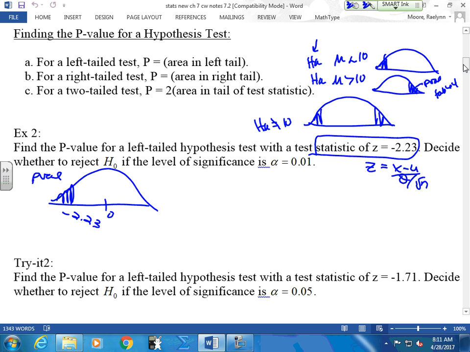Table 4. Thank you. So let's go look at table 4. Where could it be here? Look up table 4. Look up negative 2.23. It's in the back of your book. I think it's like A16, somewhere over there. Yeah, A16, thank you.